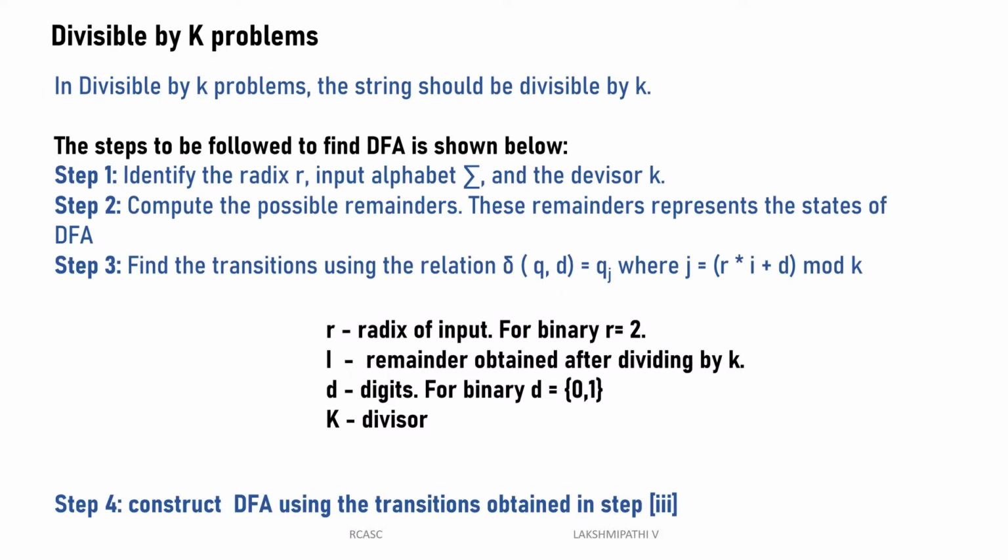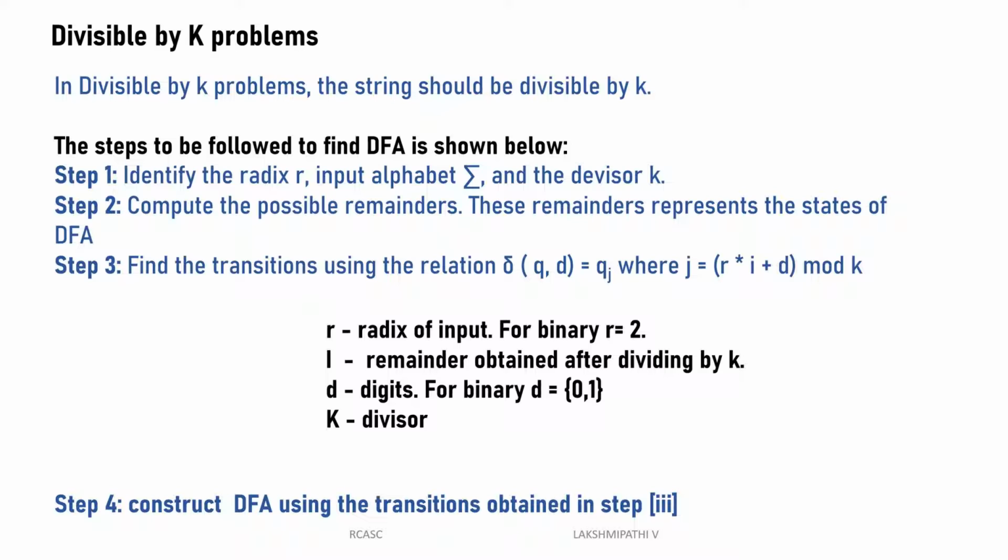Then after that, we compute the possible remainders. According to this, we can go for computing the remainders. What are the remainders? Using those remainders, we represent the states of the DFA. But we also need to define the transitions.